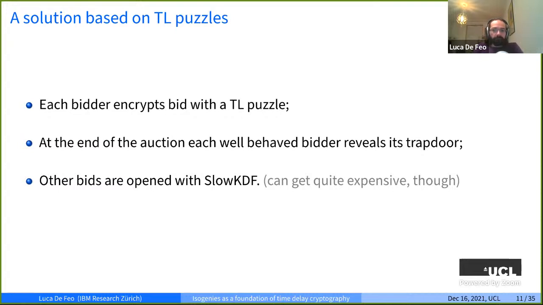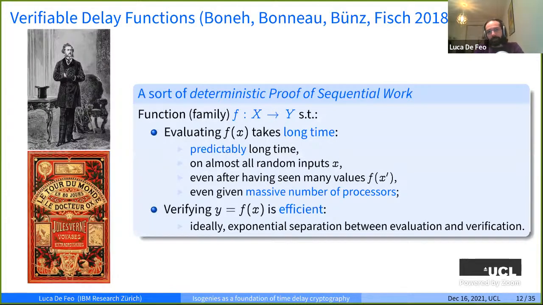And there is also something strange in this protocol, which is that you have two ways to decrypt the bids, which feels a bit unnecessary. You would be happy with just a single way. Why does there need to be a trapdoor in this system? So we will see that in recent developments, we found a better way to implement this kind of protocol. But first, let's move to the other time delay primitive that has been very popular recently, which is verifiable delay functions.